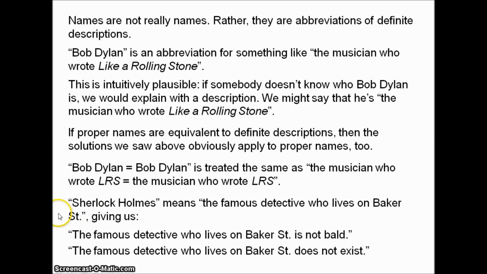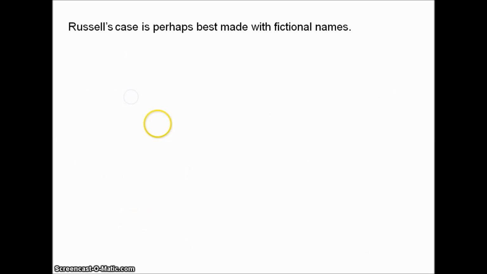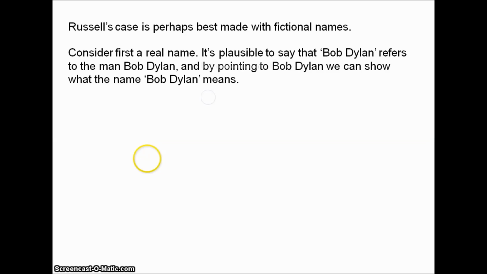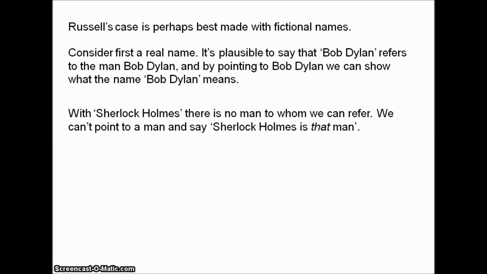Indeed, I think Russell's case here is best made with reference to fictional names like Sherlock Holmes. After all, if fictional names aren't abbreviations of descriptions, then what are they? So if you consider a real name, like Bob Dylan, well, we can plausibly say that it simply refers to the man Bob Dylan. By pointing to Bob Dylan, we can show what the name Bob Dylan means. But with Sherlock Holmes, there is no man to whom we can refer. We can't point to a man and say, Sherlock Holmes is that man.